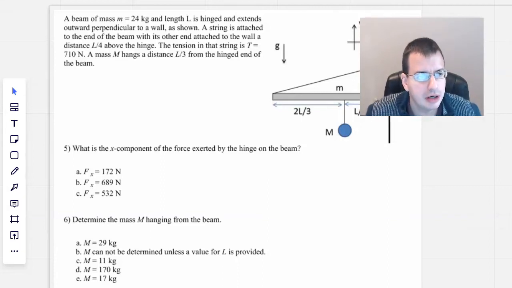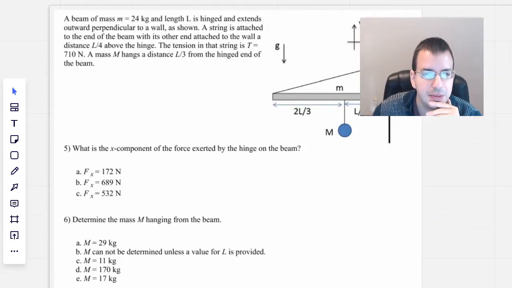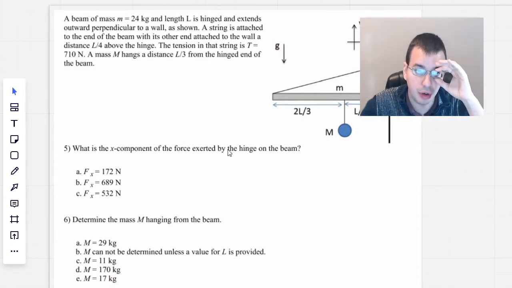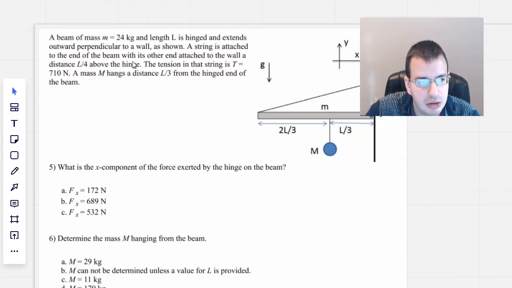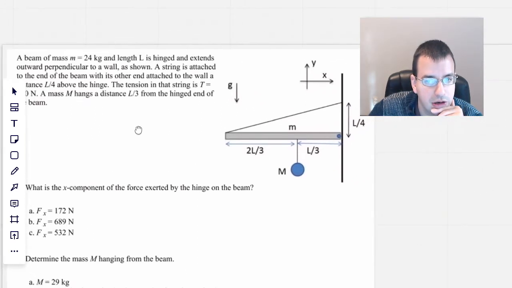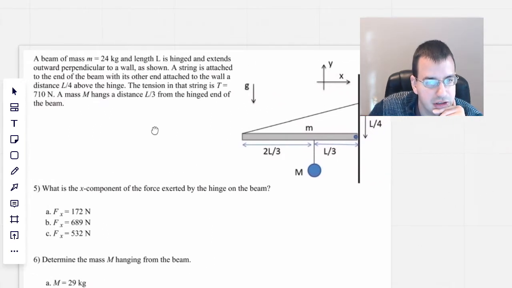A beam of mass m equals 24 kilograms and length L is hinged and extends outward perpendicular to a wall as shown. A string is attached to the end of the beam, with the other end attached to the wall, a distance L over 4 above the hinge. The tension in that string is 710 newtons.